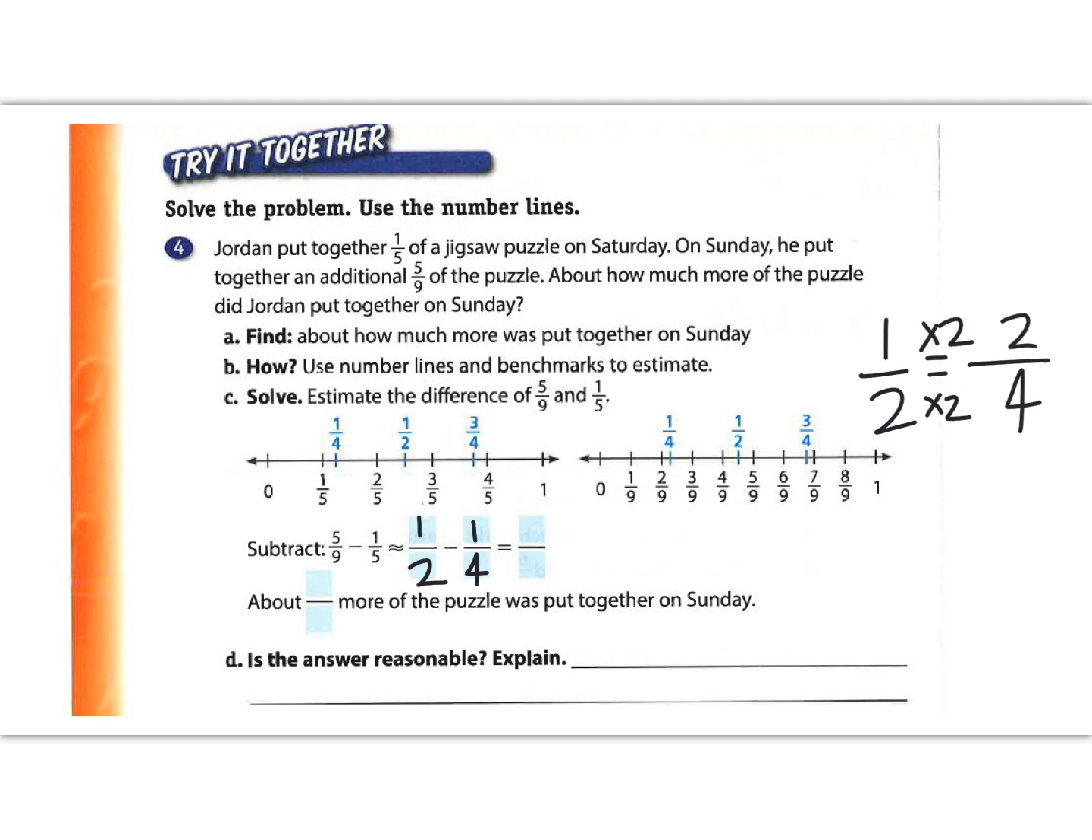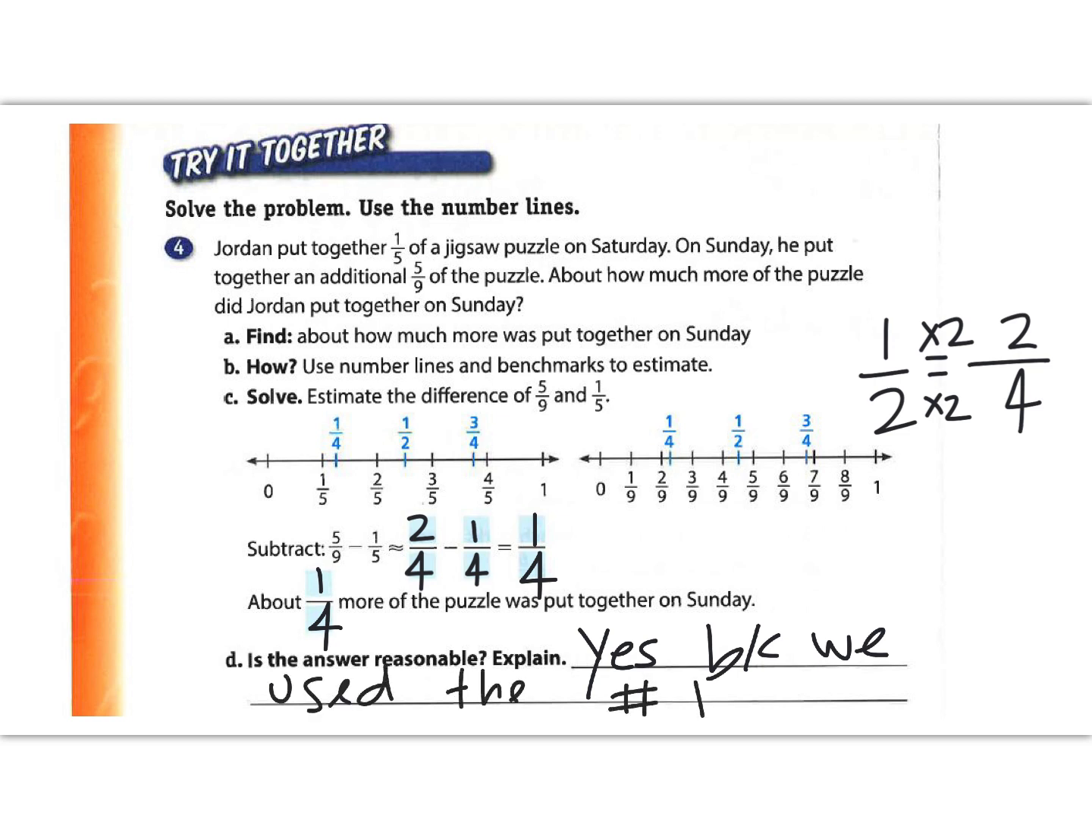So I'm going to erase this one, whoops, and make this 2/4, because we know 1/2 is the same as 2/4. And now look, we have common or like denominators so that they can stay the same. So 2 minus 1 is 1, 4, and then the 4 stays. So he did about 1/4 more of the puzzle on Sunday. Is this reasonable? Yes, because we used the number lines.